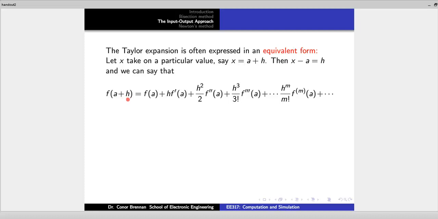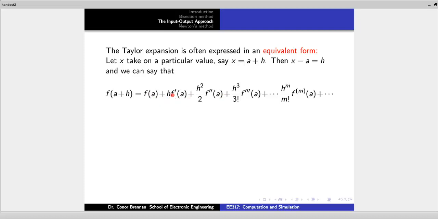So h is thought to be small here. So a plus h is some input which is close to a. And we can say that the output at a plus h, we can write it in terms of what's happening at a itself. So we say that the output at a plus h is equal to the output at a, f of a, plus some correction terms.